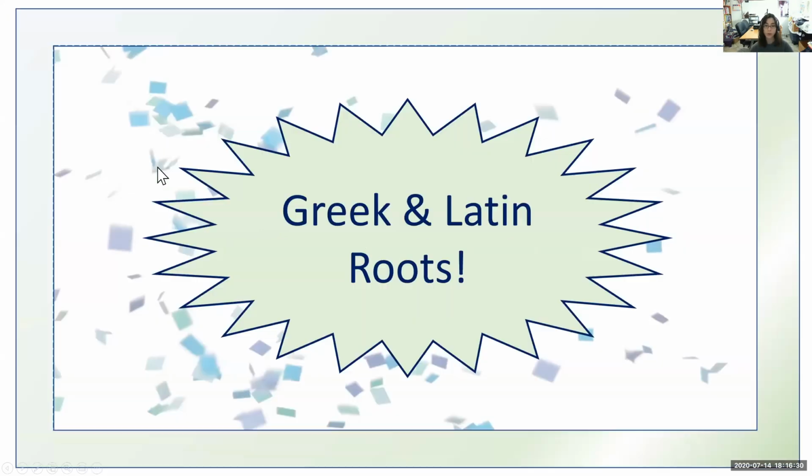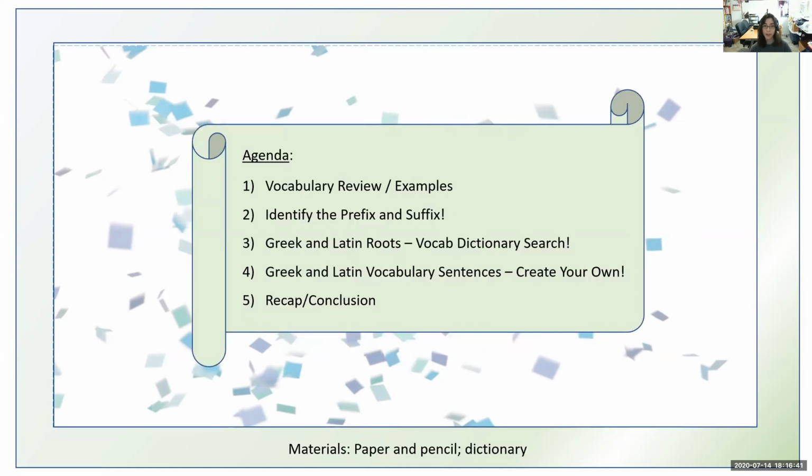Okay, so the focus of today's lesson was on Greek and Latin roots, and we also learned about prefixes and suffixes that you can add to these roots to form new words. And so we first started by reviewing some vocabulary and examples. After that, we had an activity where we identified different prefixes and suffixes. Following that, we had our vocabulary dictionary search, which is where we focused on those Greek and Latin roots and words that are derived from those Greek and Latin roots. After that, we created our own vocabulary sentences using words with Greek and Latin roots.